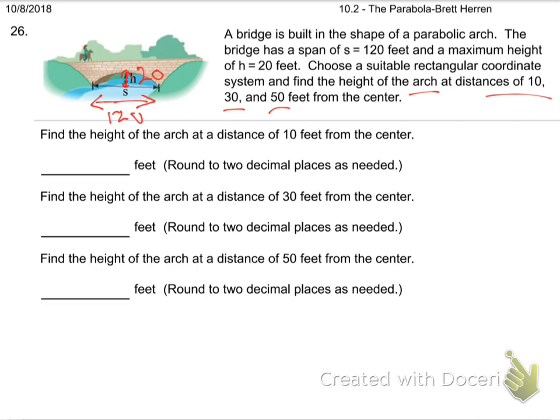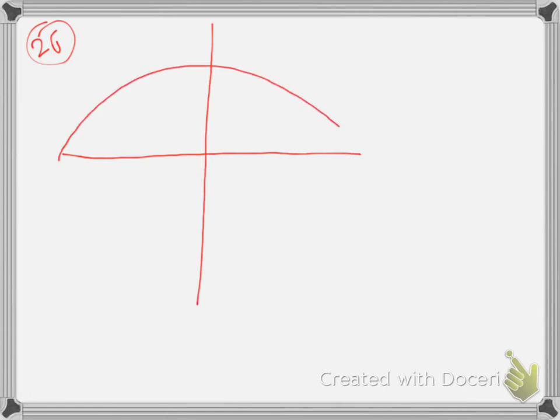So, let's draw a nice little picture of it. I'm going to put it on an axis system. Like that. There's my little bridge. All I need is the arch. And they're telling me that this is 120, right? And that this is 20. And that's it.